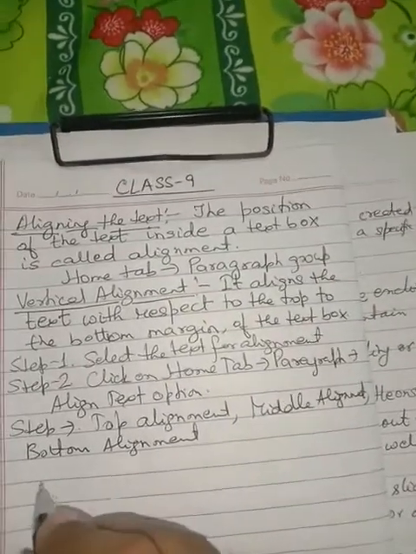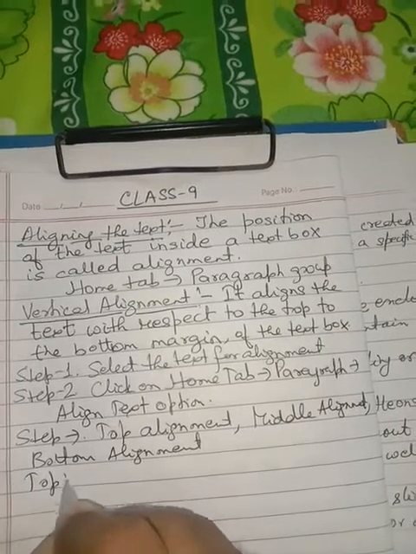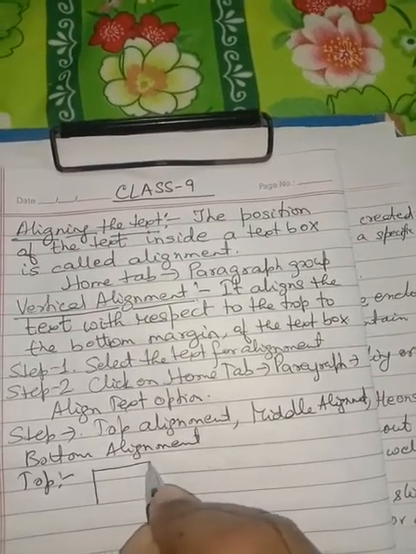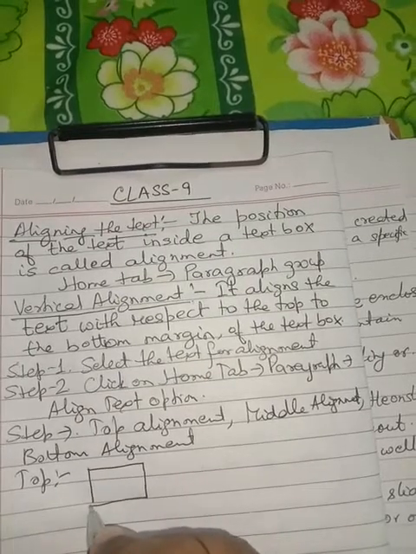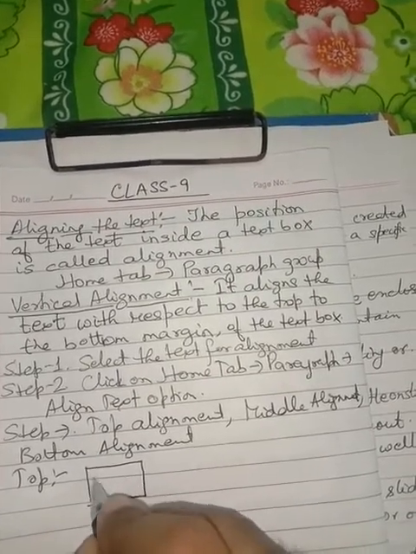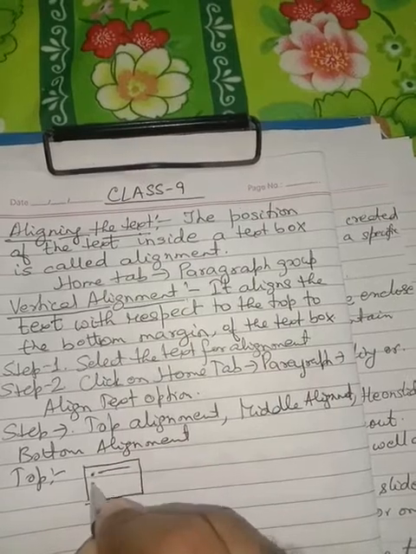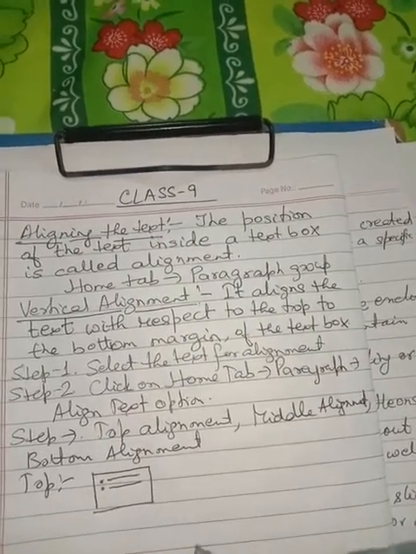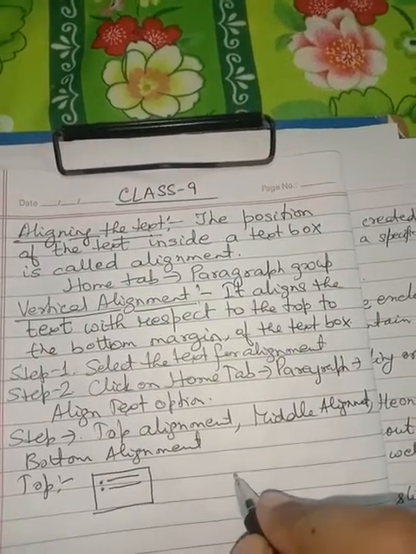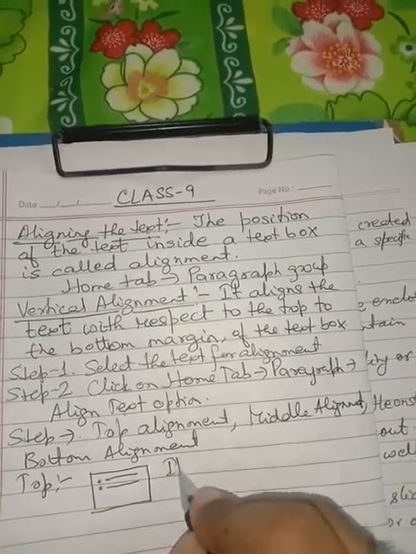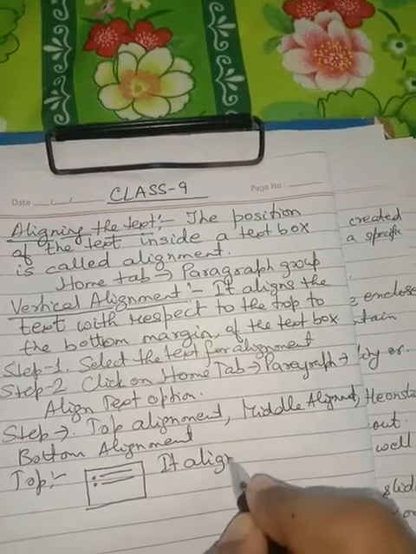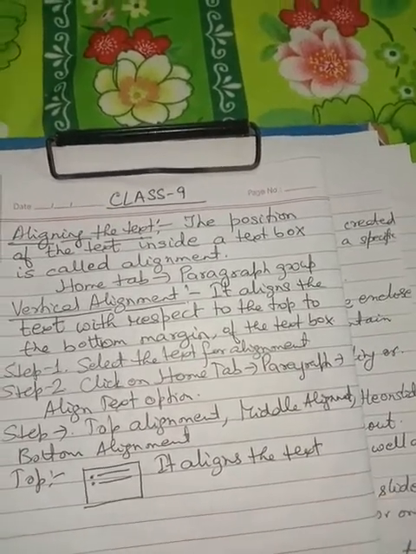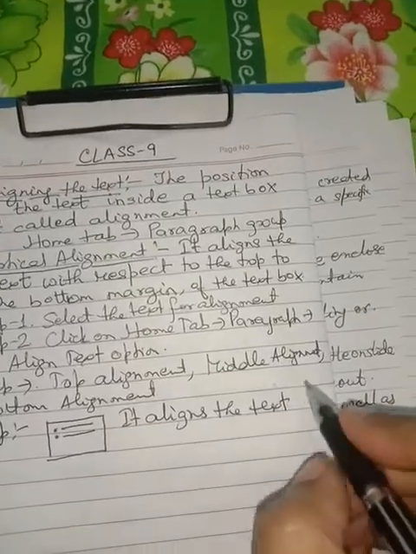So what does top alignment do? So this is the diagram of top alignment over here. It will be like this. What does it do? It aligns the text with the top margin of the text box.